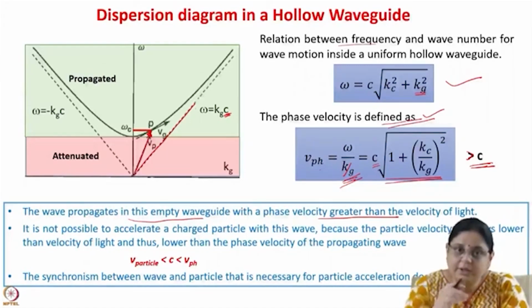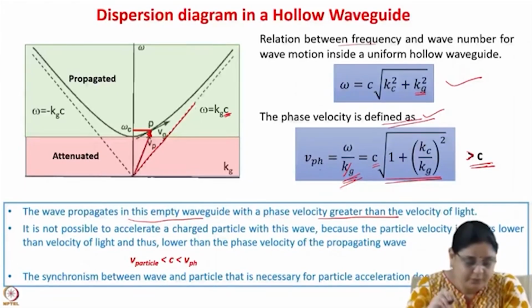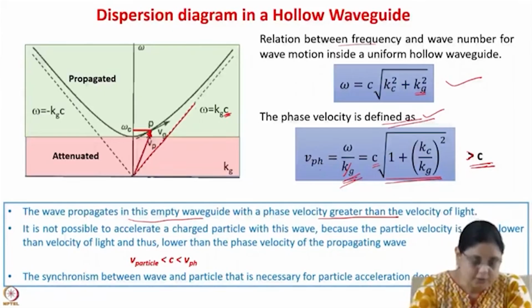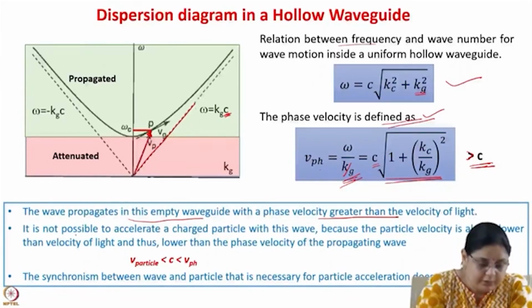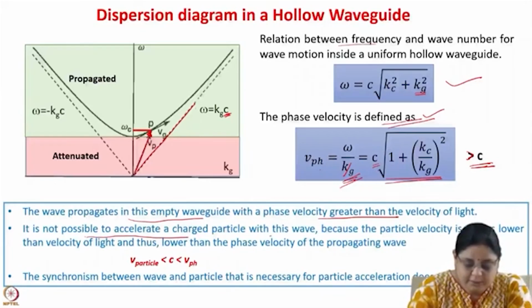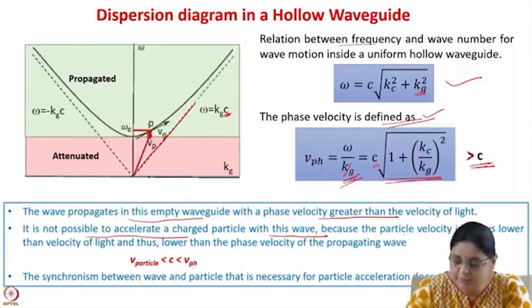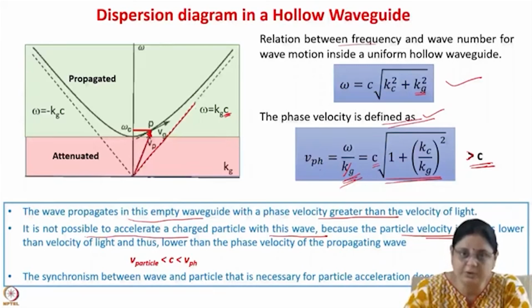However, it does not violate any laws of physics, because the phase velocity is the apparent velocity with which a phase of the wave appears to be moving. It does not carry any energy. The energy is carried by the group velocity. So it is not violating any laws of physics. However, it is not possible to accelerate a charged particle with this wave, because the particle velocity is always lower than the velocity of light. Now you know that no particle can move with a velocity greater than the velocity of light.